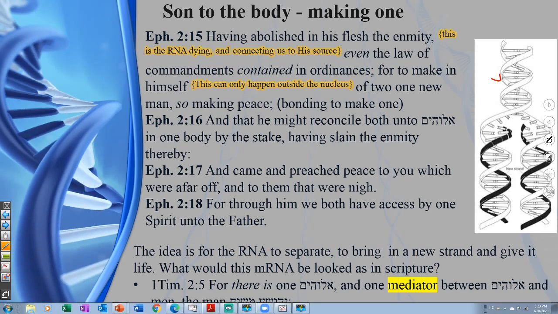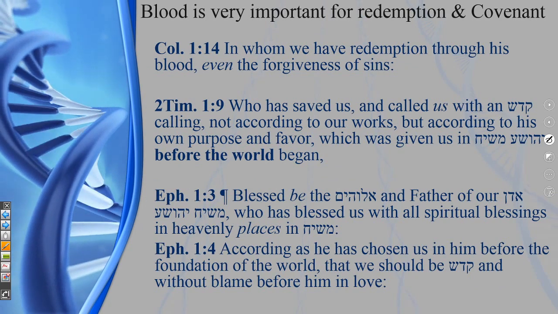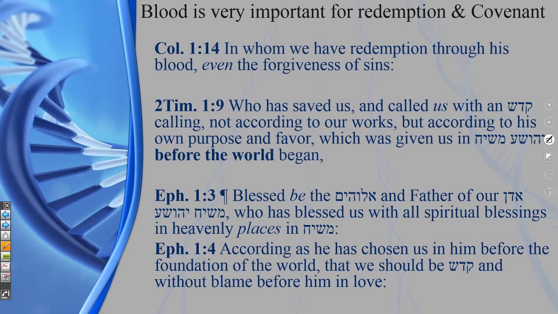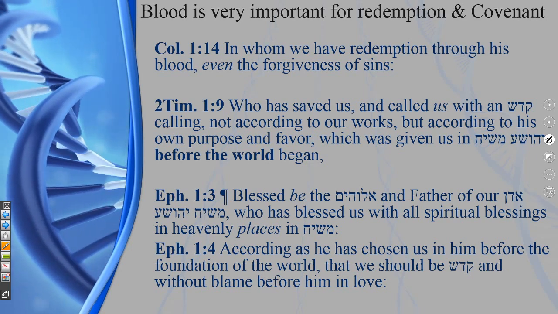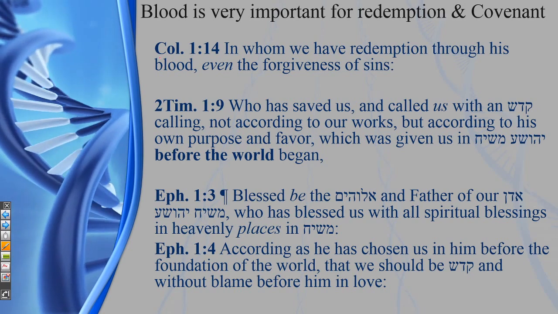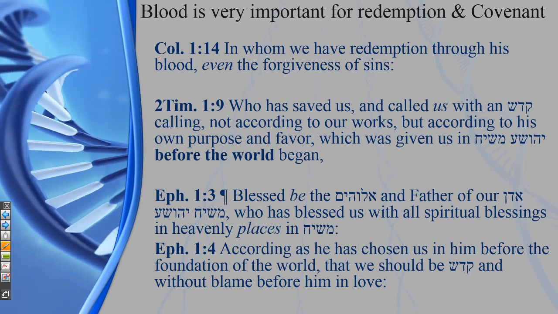So now we're going to see a little bit of that. And make sure to turn it off. All right, so blood is very important for redemption and covenant. Colossians 1:14 says, in whom we have redemption through his blood, even the forgiveness of sins.